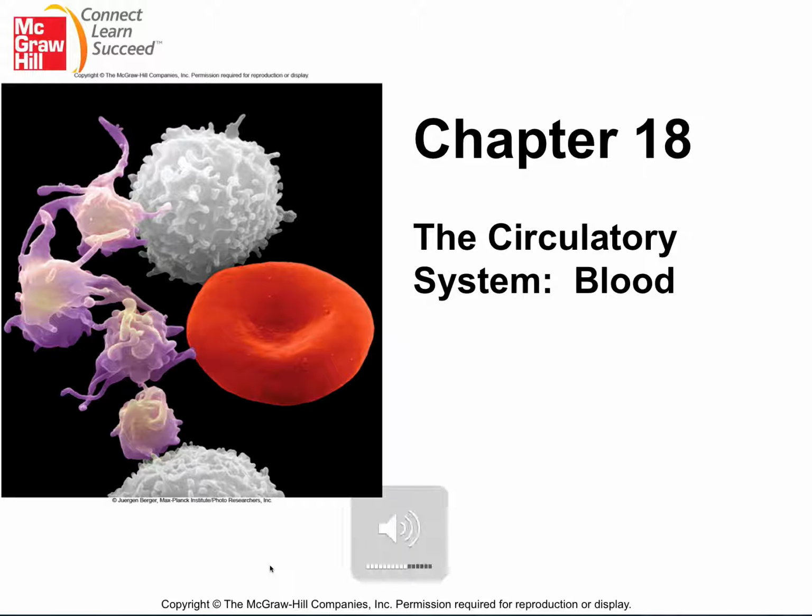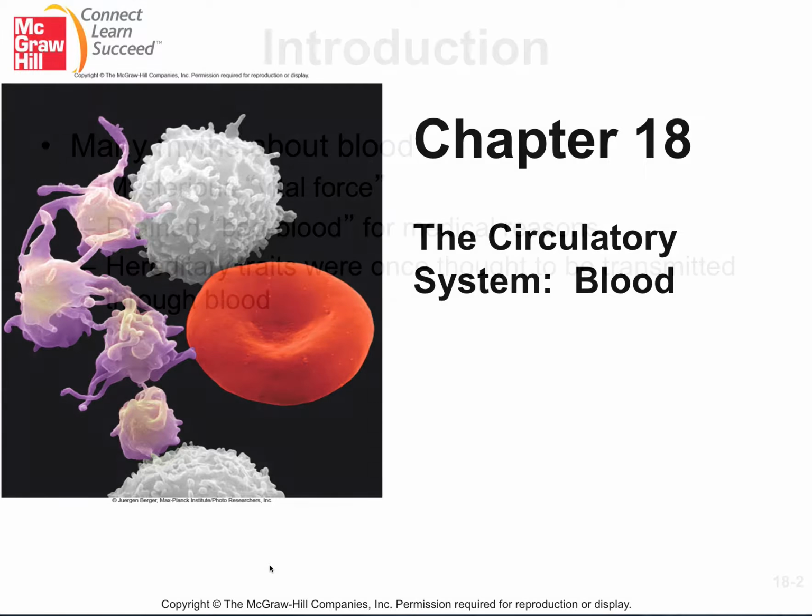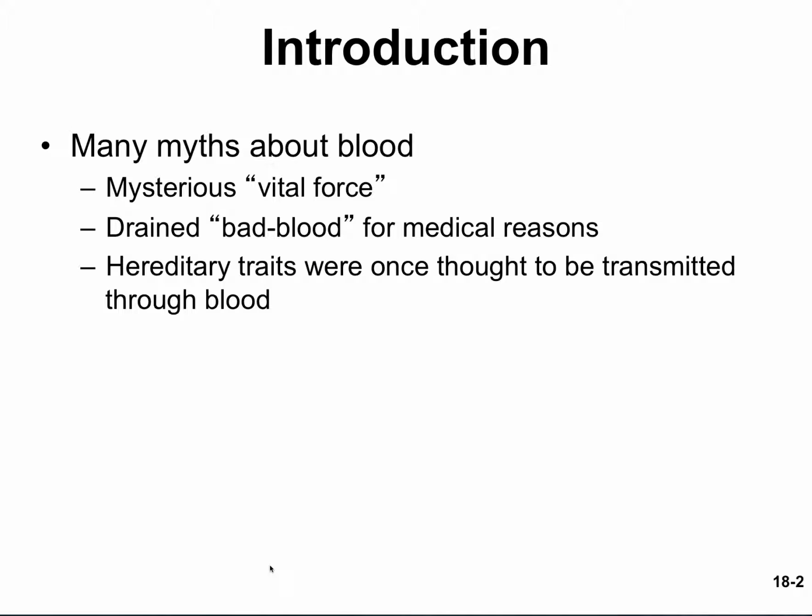Chapter 18, the circulatory system, blood. There's many myths about blood, that it was a mysterious vital force. In ancient times they drained bad blood for medical reasons, and hereditary traits were once thought to be transmitted by blood.